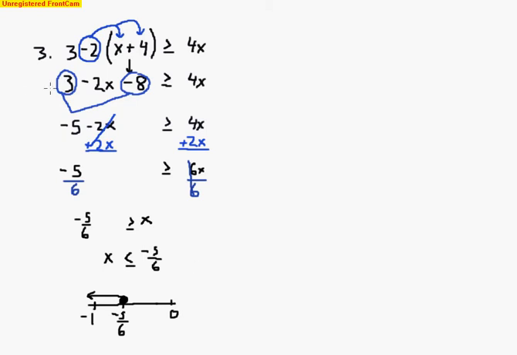Let's take a look at one more problem. And we'll start with another one very similar to this one, where we have a situation in which we need to use that distributive property. Let's try 6 minus 2 times 5x minus 3. And then we'll go with a minus 2x is greater than 3x.